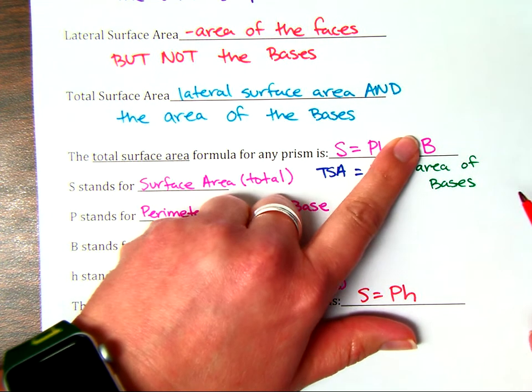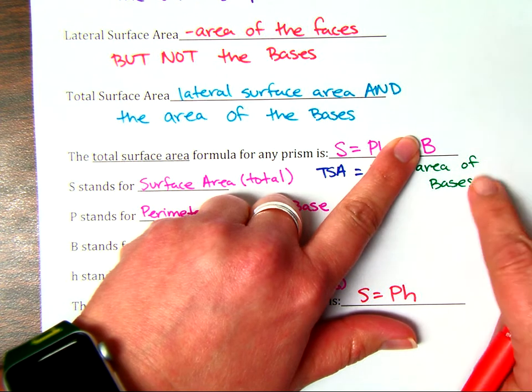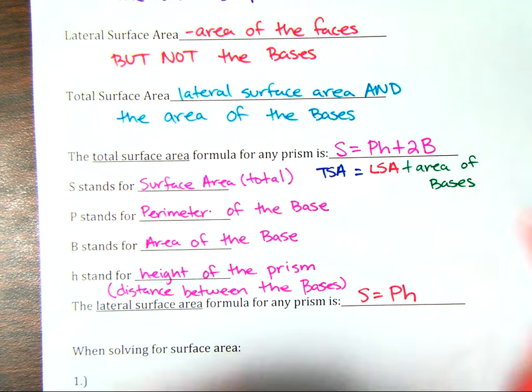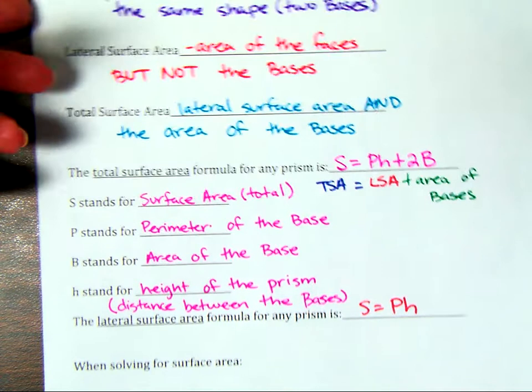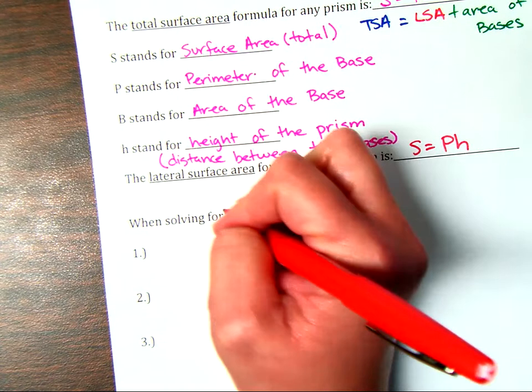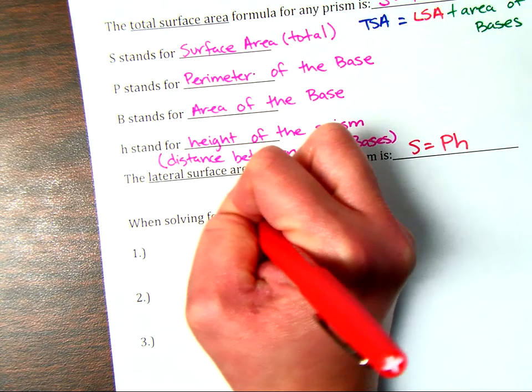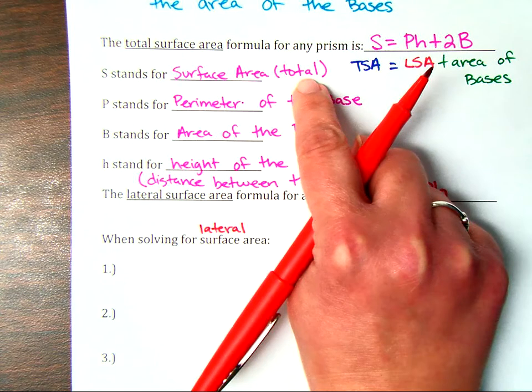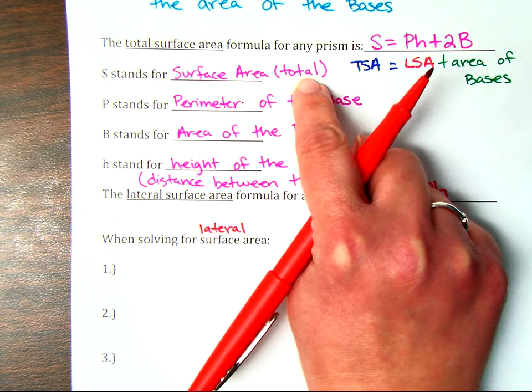If this capital B means the area of the base, and every prism has two bases, that's why we're multiplying it by 2. Okay? So let's look at when we're solving just for the lateral surface area. So I'm going to put lateral right here. If a problem just says, what's the surface area, that means that they want total. If they want specifically lateral surface area, they're going to give you that keyword. So that will help you out.